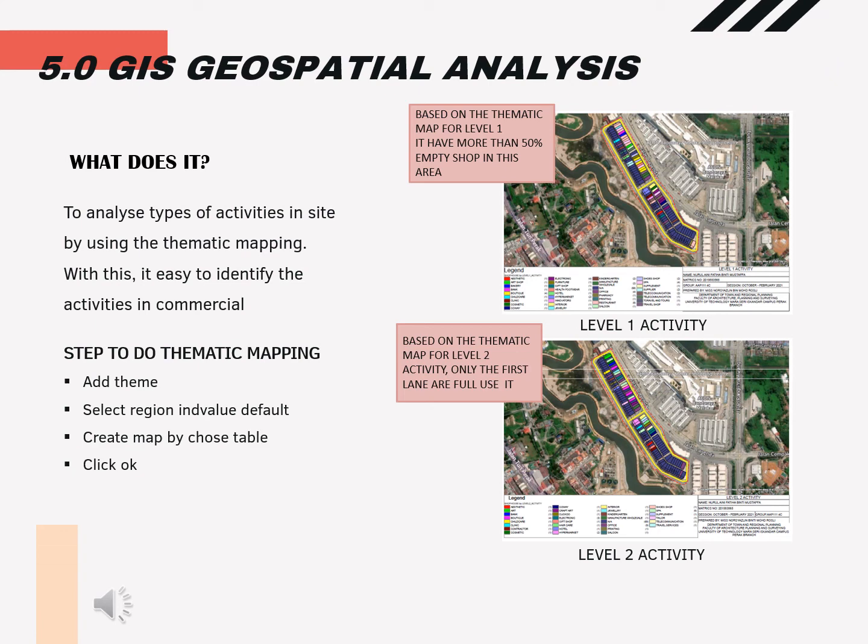GIS geospatial analysis. First is what is it? It is to analyze the types of activity in the site by using thematic mapping. With this, it is easy to identify the activities in the commercial area. For the level 1 activity, based on the thematic map, there are more than 50% empty shops in this area. Second, for the level 2 activity, based on the thematic map, only the first lane is fully used.